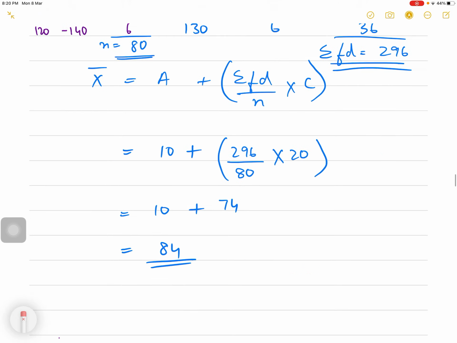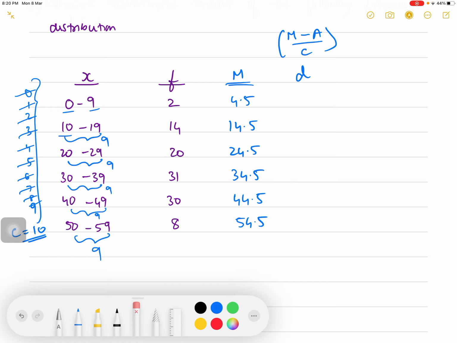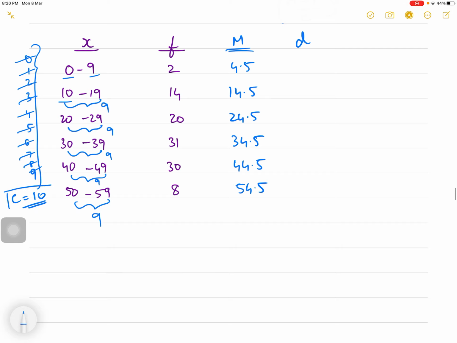Got it? So though the difference is 9, when you do 9 minus 0, the difference is 9, but C is still equal to 10 because this is an inclusive class. In case of an inclusive class, 0 is included and 9 is also included. So 0, 1, 2, 3, 4, 5, 6, 7, 8, 9. If you count, there are 10 numbers.